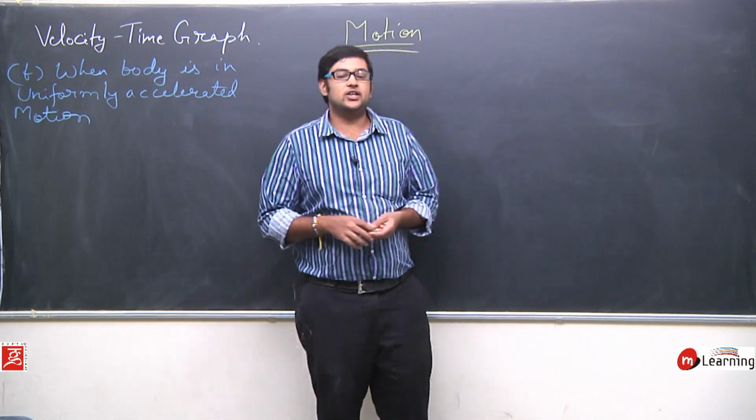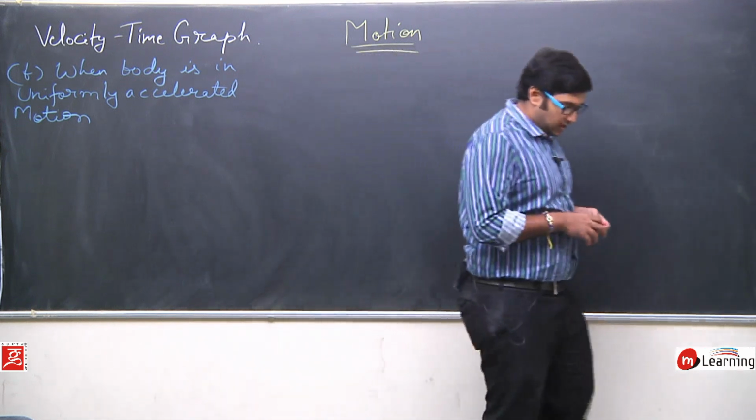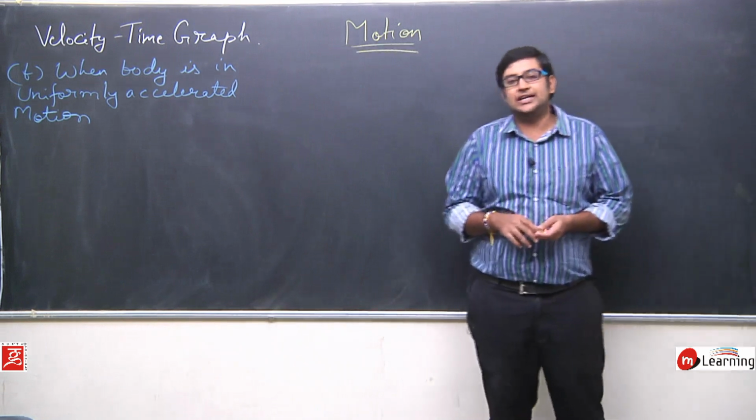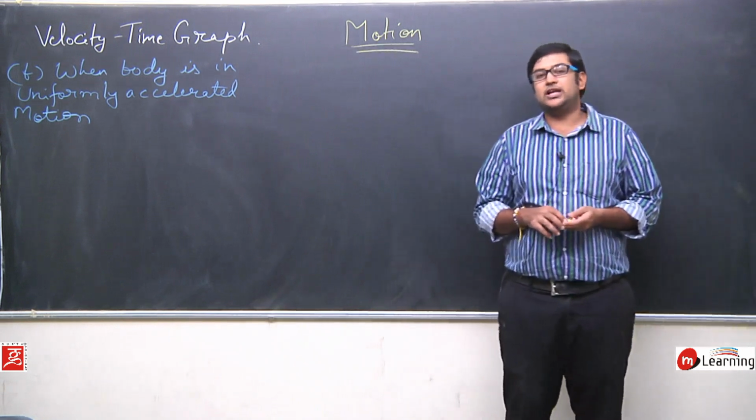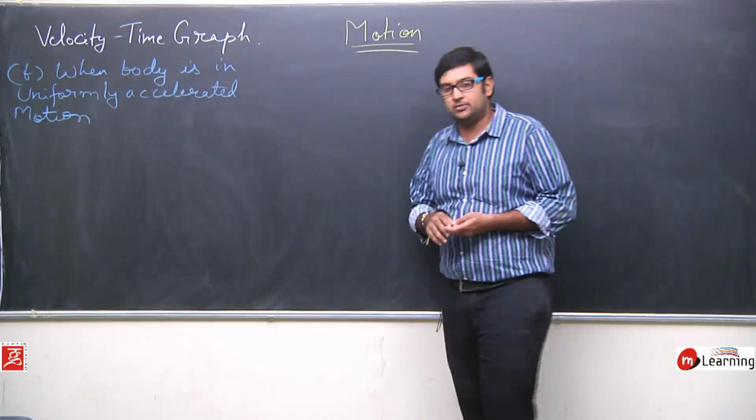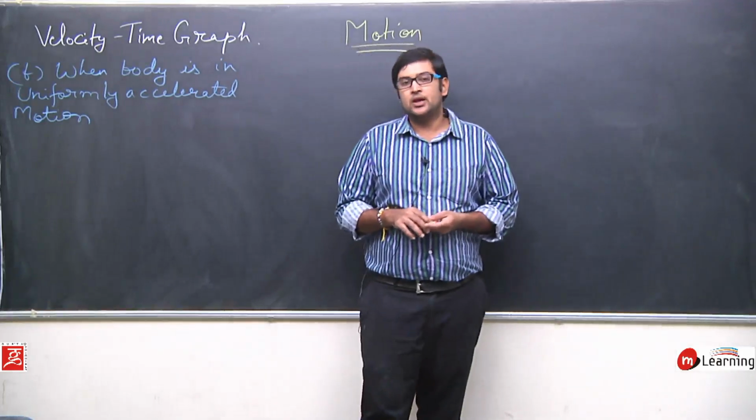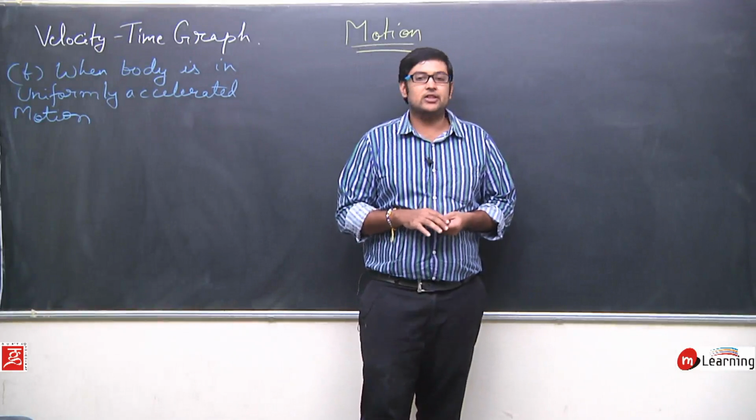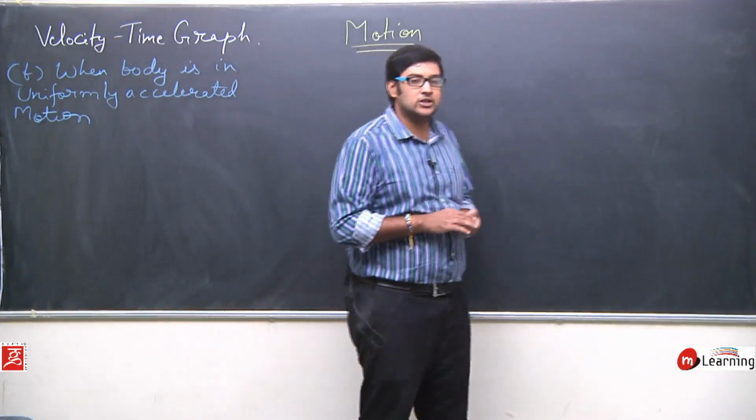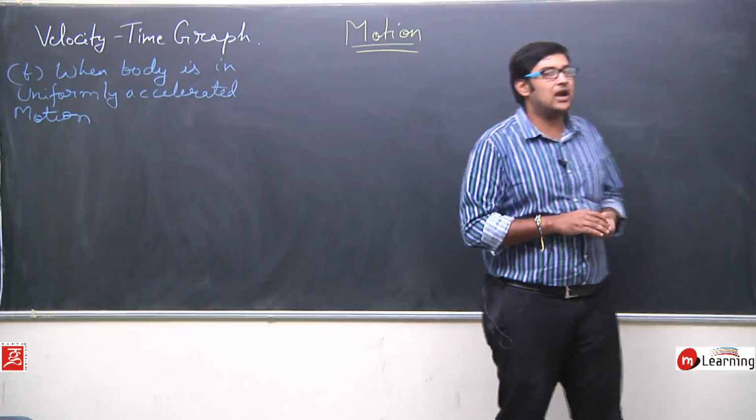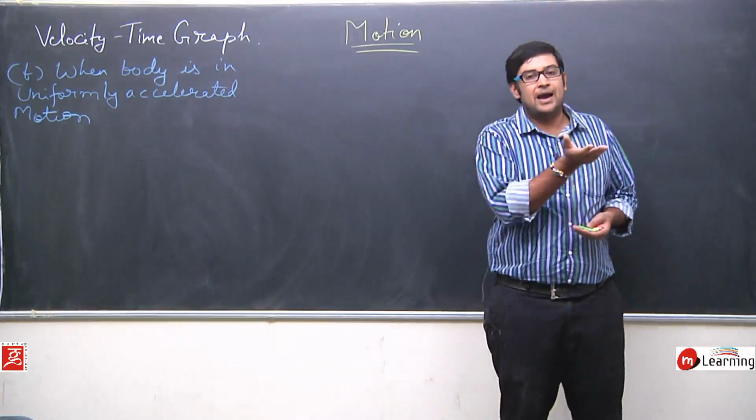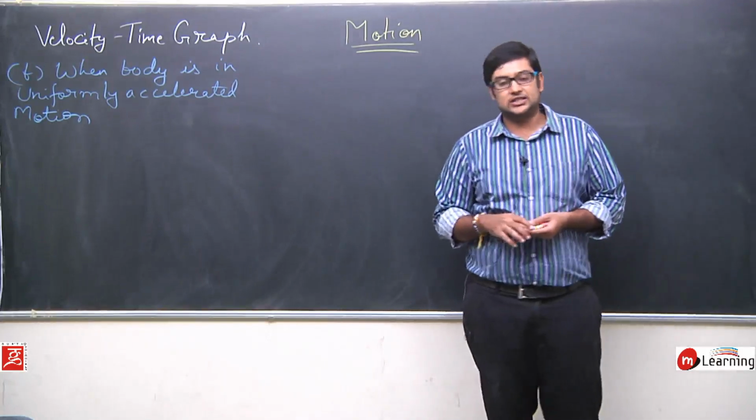Okay, so let's continue our topic, motion. We have discussed till now the velocity time graph. When the body is traveling with a uniform velocity, that is uniform motion, we have seen that its velocity time graph is a straight line parallel to the horizontal axis.